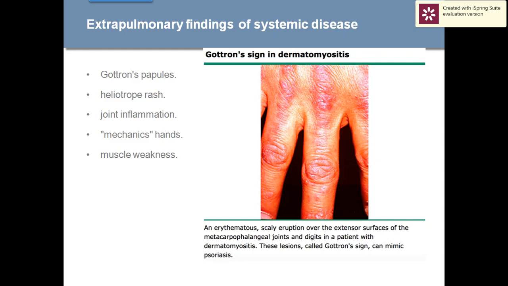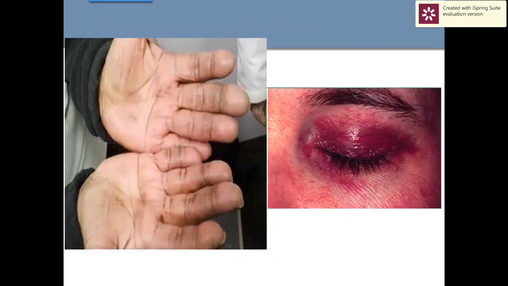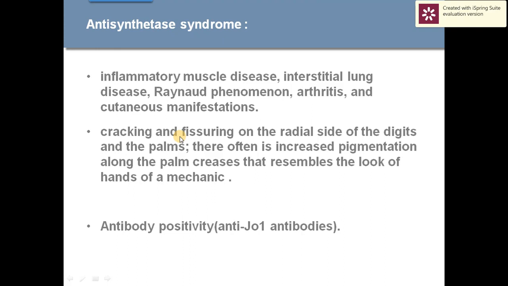In the physical exam, you have to check for physical signs related to interstitial lung disease: Gottron's papules, heliotrope rash, joint inflammation, mechanic's hands, muscle weakness. All of these could be present in entities like antisynthetase syndrome, as we see here: heliotrope rash, mechanic's hands, cracks in the hand, inflammatory muscle disease. So you can suspect interstitial lung disease just by looking at his hand. Interstitial lung disease, Raynaud phenomenon, arthritis, cutaneous manifestations, and positive anti-Jo1 antibody.